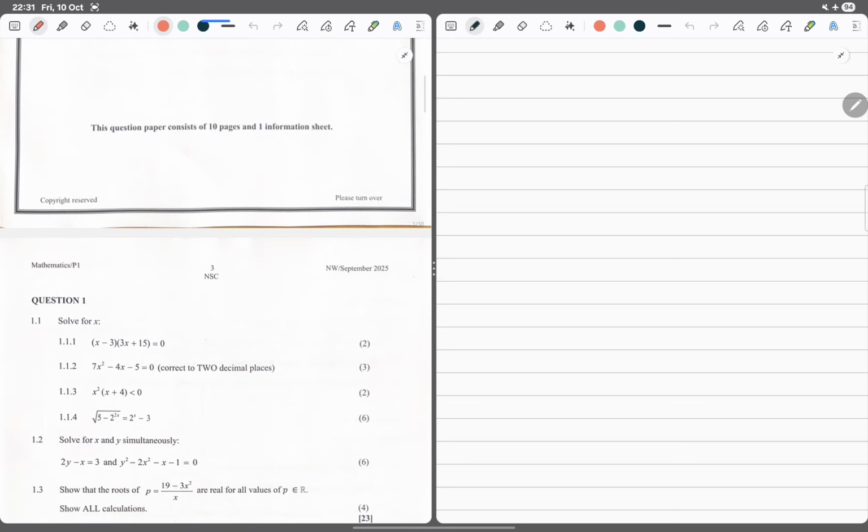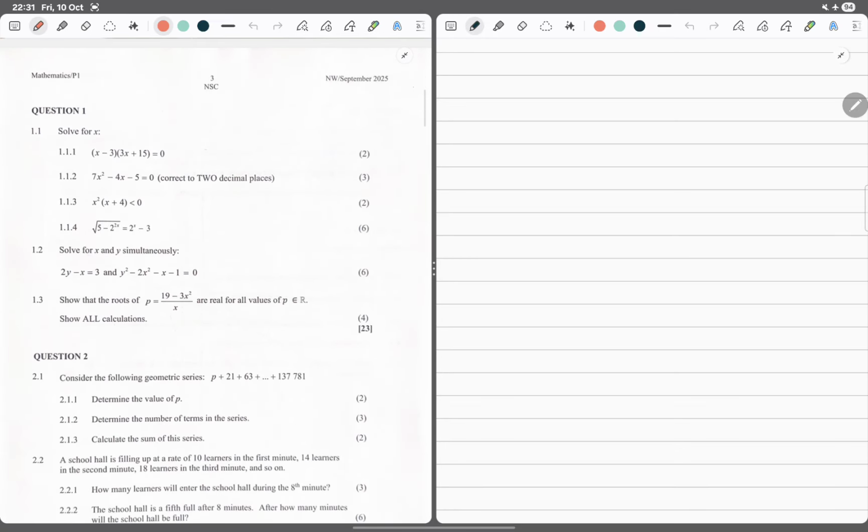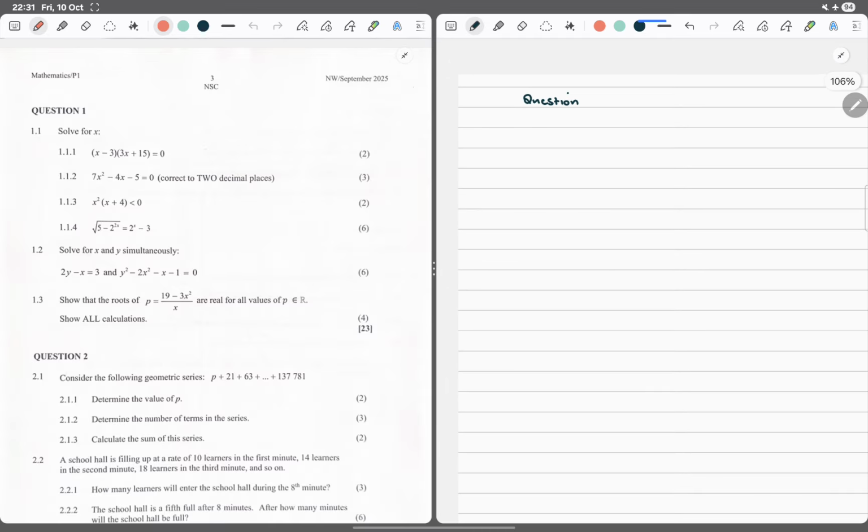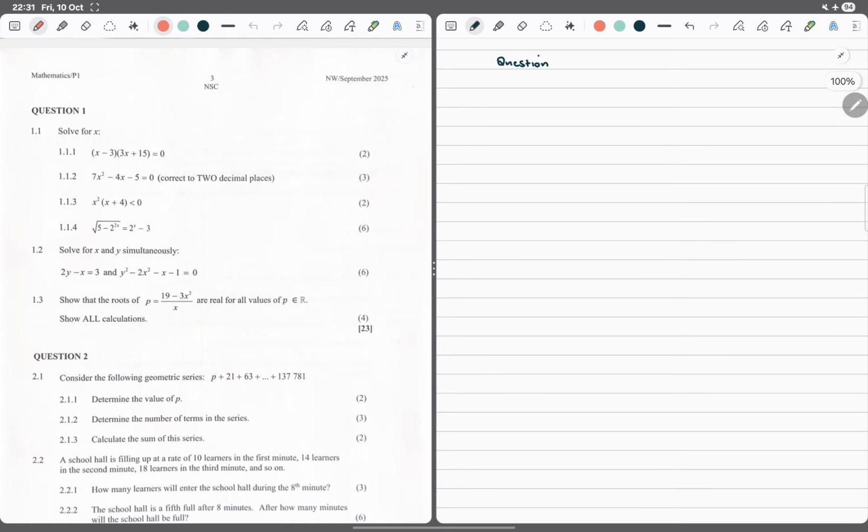Right. Doesn't look like we have any instructions here. So we're just going to imagine our general instructions. I feel like this is too much. It's too thick. Question 1. So, question 1, guys, it's a warm-up.